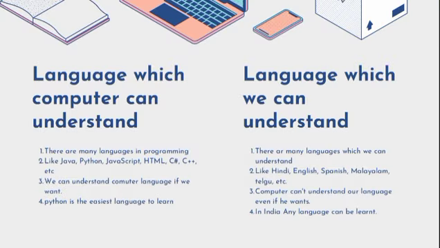Coding. So here are the differences between the computer language, the coding language, and the languages which we talk in, English, Hindi, Malayalam, Spanish, Telugu, etc. The difference is that there are many languages in programming, like Java, Python, JavaScript, HTML, C, C++, etc.